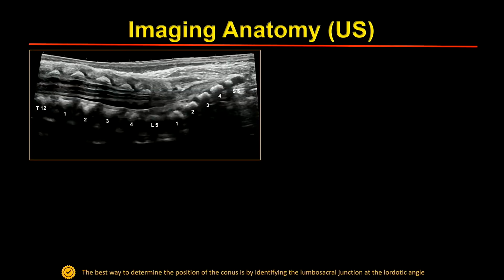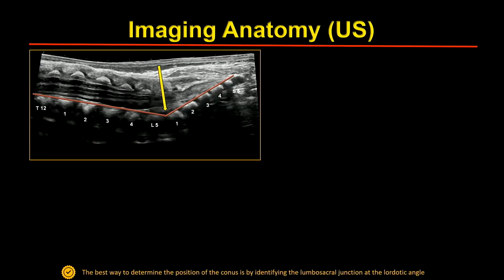Now, how do we assess the position of conus in ultrasound? The best way to determine the position of conus is by identifying the lumbosacral junction, which actually happens at the lordotic angle between the lumbar L5 and S1. So there's always an angle you can see, and if you identify that angle, you know that's where the lumbosacral junction is, and that's how you start counting and numbering. Now, it's easier said than done.